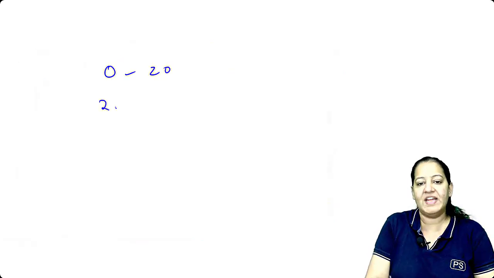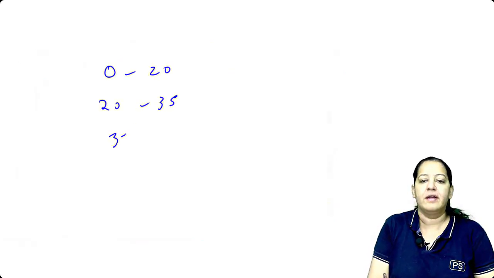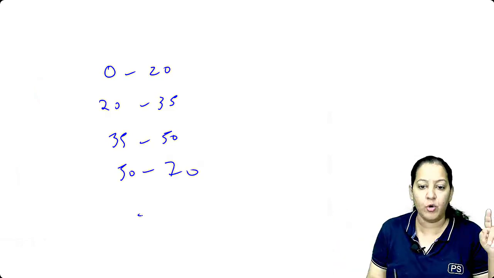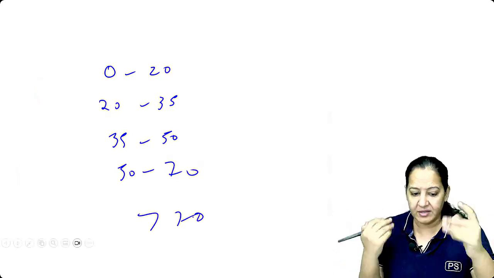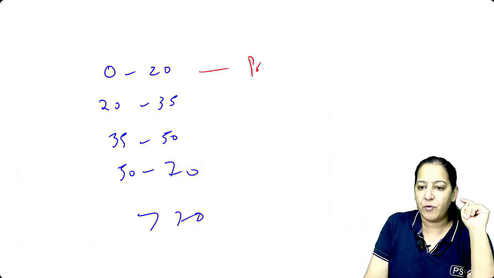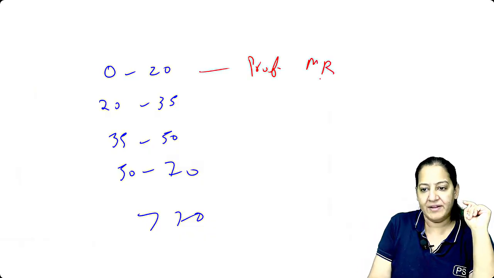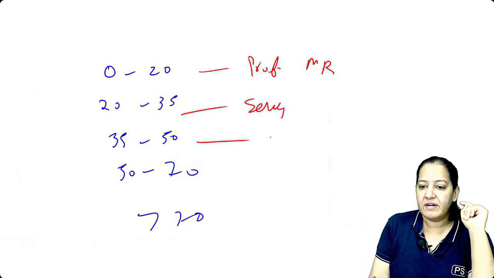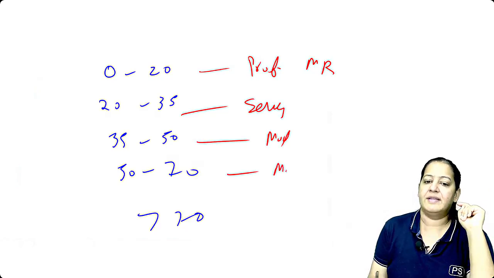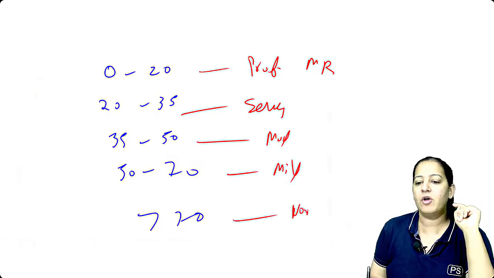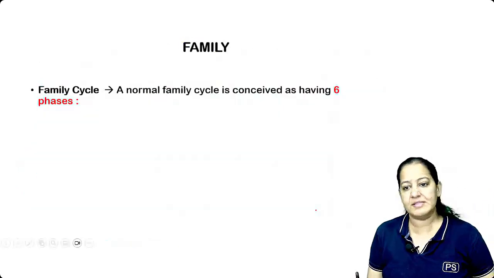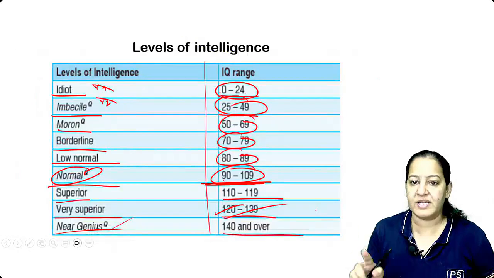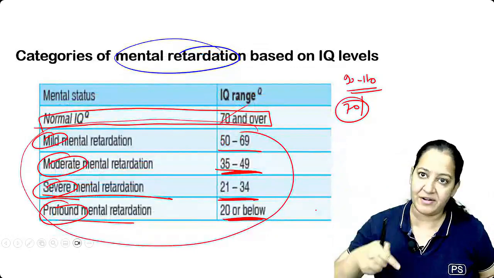अब सीधा लिखती हूँ एक बार. 0 to 20, 20 to 35, 35 to 50, 50 to 70. Learn the range. बस ये range learn कर लो. More than 70. Learn the range. So this is profound mental retardation. This is severe. This is moderate. And this is mild, and this is normal. Got it, everyone? This is mental retardation. So you have to learn two things. Number one, IQ. Number two, mental retardation.